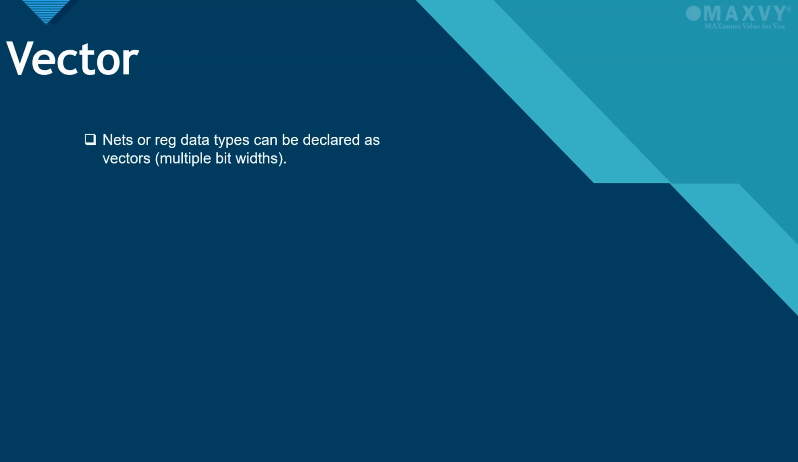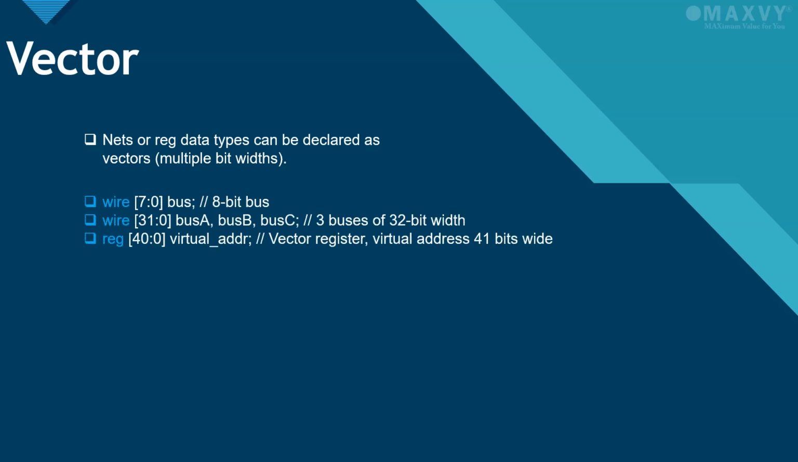In Verilog, vectors allow you to declare nets or reg data types with multiple bit widths, which is essential for handling buses and other multi-bit signals. Here are a few examples of vector declarations. Wire [7:0] bus declares an 8-bit bus. Wire [31:0] busA, busB, busC declares three 32-bit buses. Reg [40:0] virtual_address declares a 41-bit wide vector register for a virtual address.